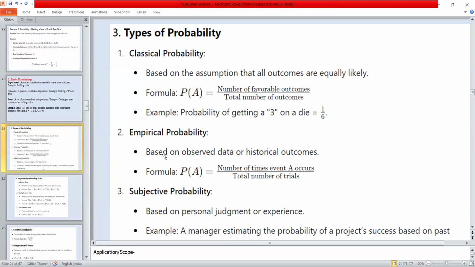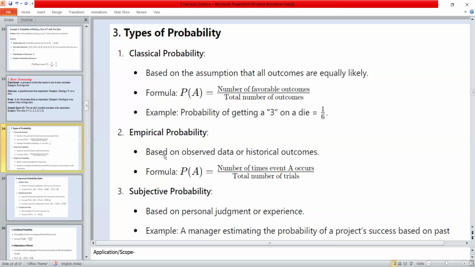Again, we throw a dice. There are 6 sides, so there is no interference, and every side has equal possibility, equal chances of coming at the top. That side may be 1, 2, 3, 4, 5, 6. So when you have equal chances of outcomes, it is called classical probability. Like throwing a dice and getting 3 on the dice, which is 1 divided by 6, or tossing a coin and getting a head or a tail.